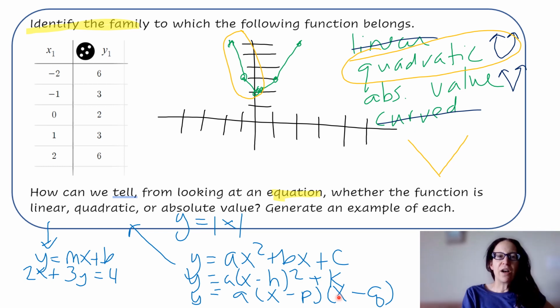A good multiple choice question might be something like giving you 4 equations and saying which one of these is quadratic, or which one is linear, which one is absolute value. You could say which one of these is not linear, or which one of these is not quadratic. So those are the ways that you might be asked a question on that particular skill.